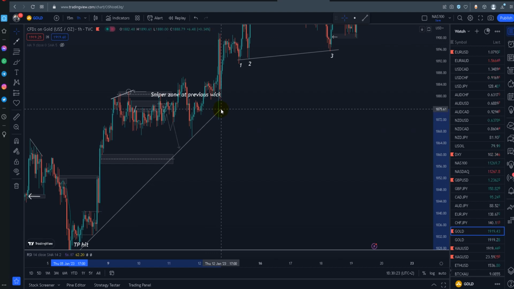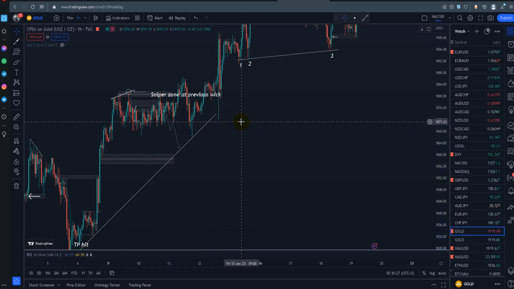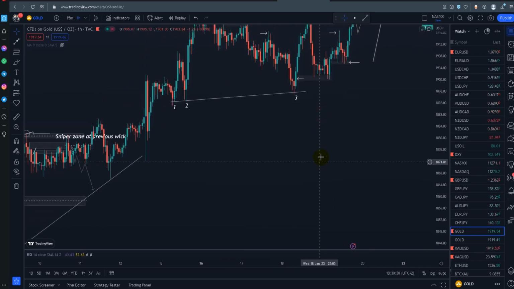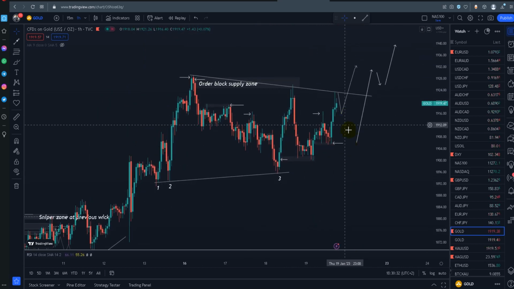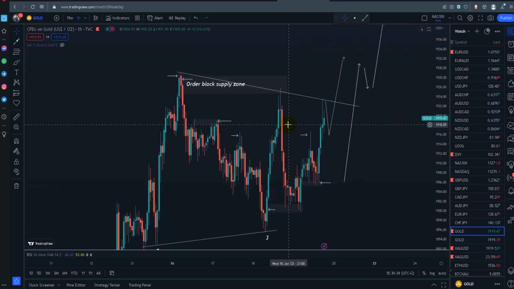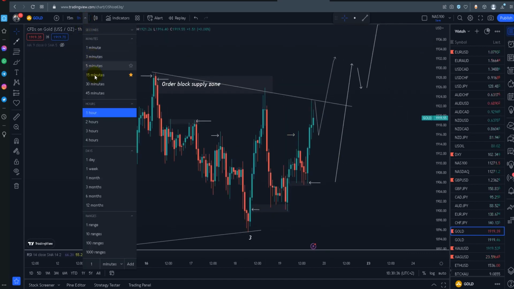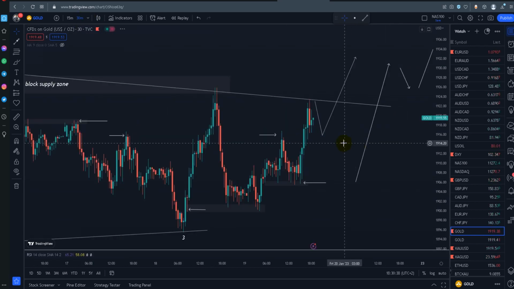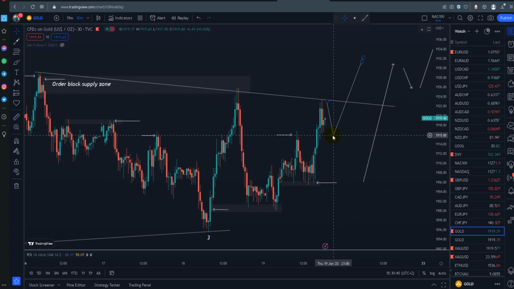It's based on trend lines and candle wicks. So now let's go on to another chart. As you can see, like I said, market's going to move lower and then it's going to push up.